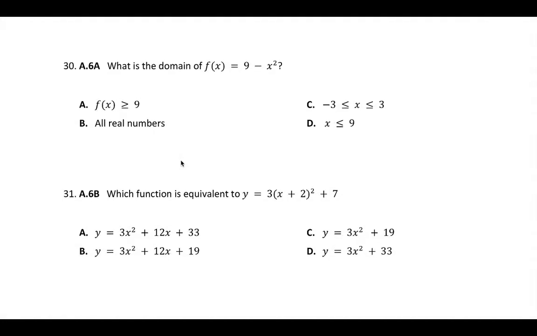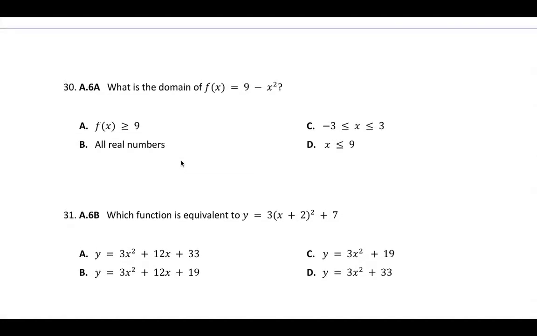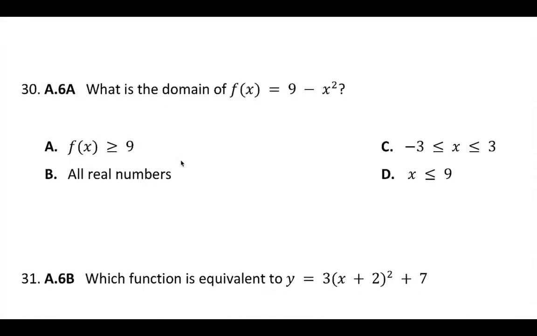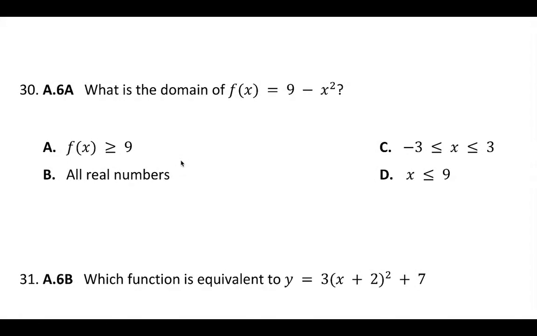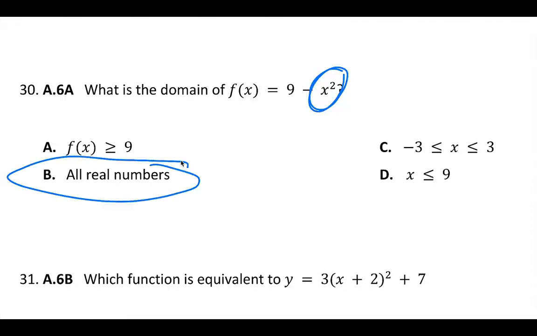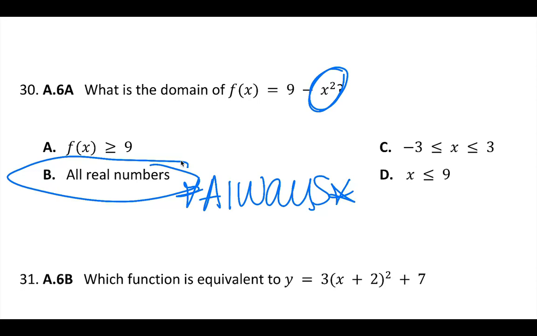What is the domain? Okay, if you remember, for quadratics, the squared is what makes it a parabola. It's also going to be negative, I guess, because it has that negative. But it's going to be all real numbers, and that's always. Remember, that's our easy one we always do. What is the domain? Always all real numbers, every single time.